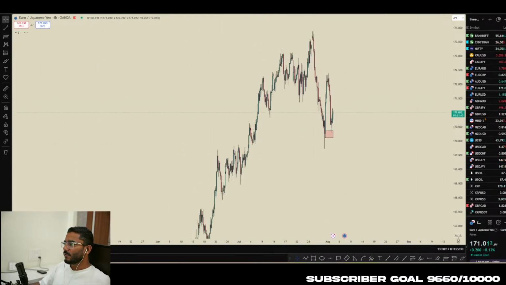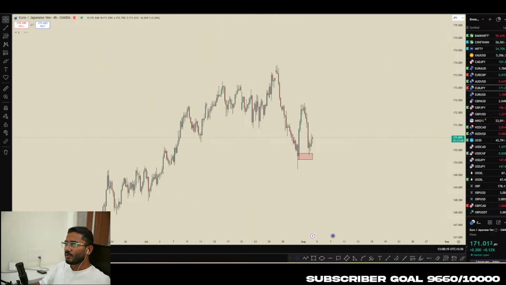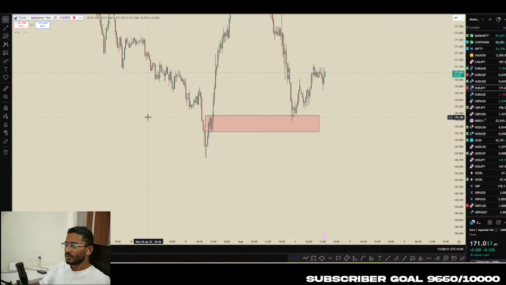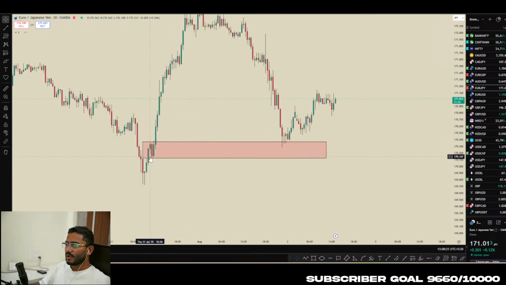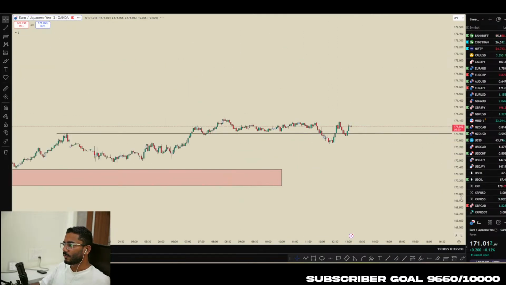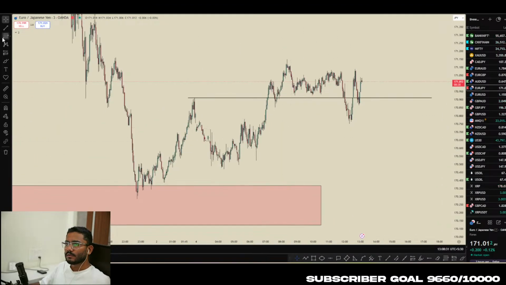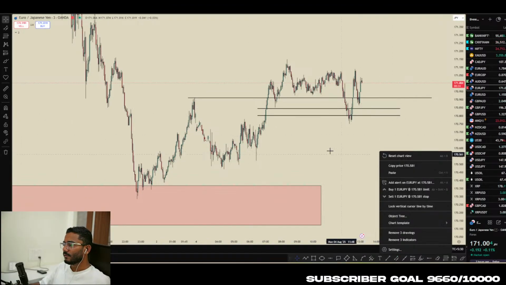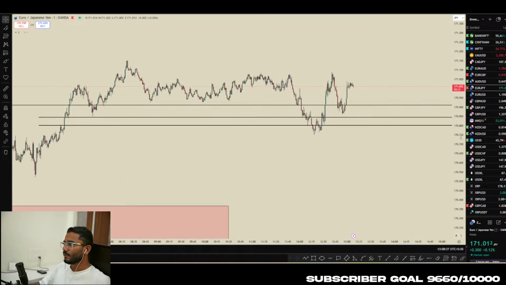So on Euro JPY, price swept out liquidity. On Friday, I think we marked this order block. Price gave a change of character and it's still rejecting from here, so we can look for a continuation trade to the upside. Right here, this is the imbalance which is fulfilled by this candle, and now it's continuing to the upside.